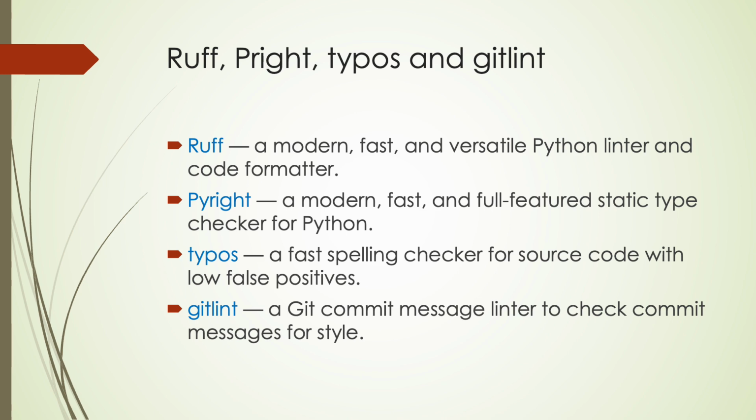However, Ruff cannot perform static type checking, which can be done by Pyright, a modern, fast, and full-featured static type checker for Python. And finally, we use typos to check spelling errors in the code and use gitlint to check commit messages. These 4 tools cover most aspects for Python developers and together help us write better Python code.